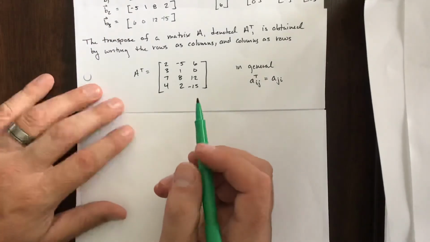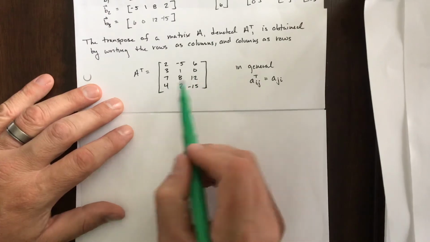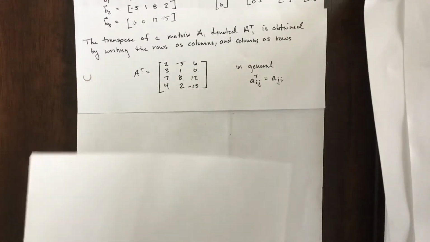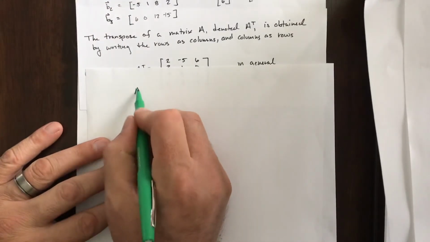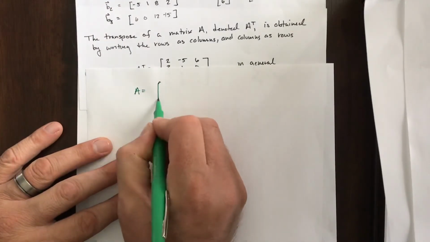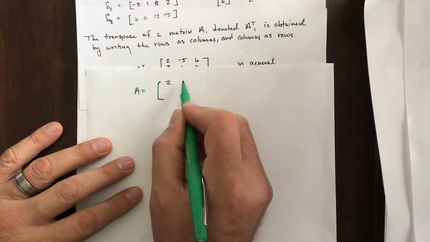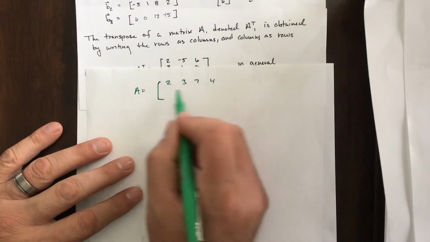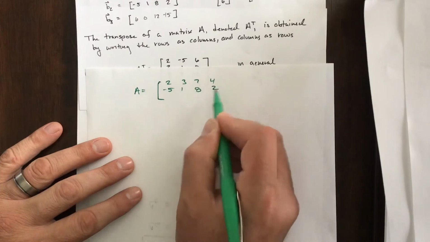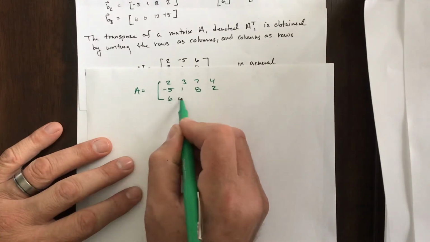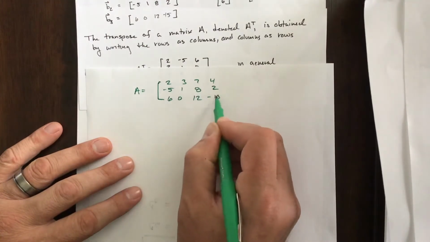I shouldn't say this. Oh no, because I'm referencing the matrix above. Sorry about that. So the matrix A was 2, 3, 7, 4, -5, 1, 8, 2, 6, 0, 12, and -15.